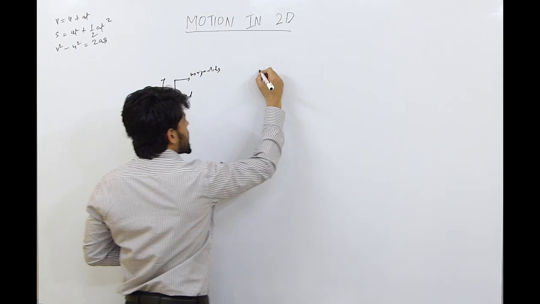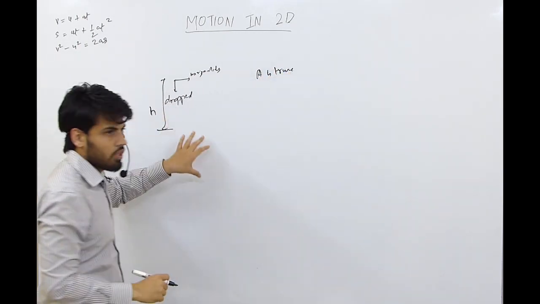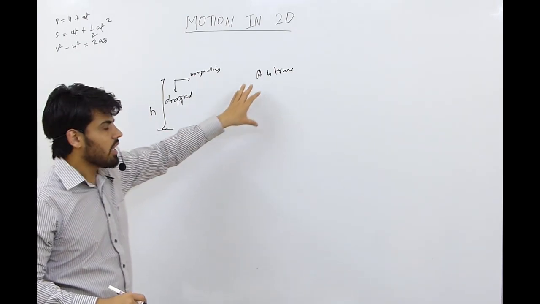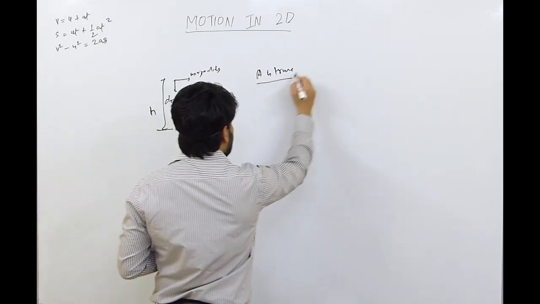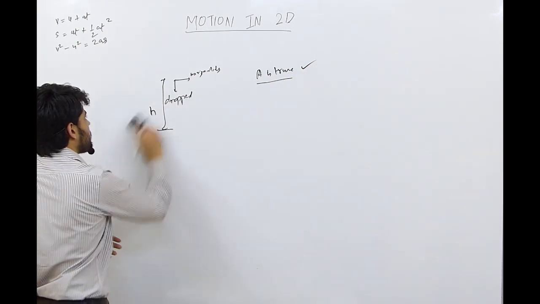So in this, assertion is true and reason is also true, and reason is the correct explanation for the assertion. So in this case we will take A as true. Now let's take the numerical.